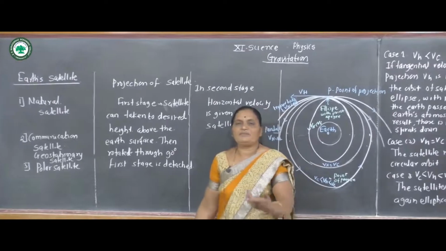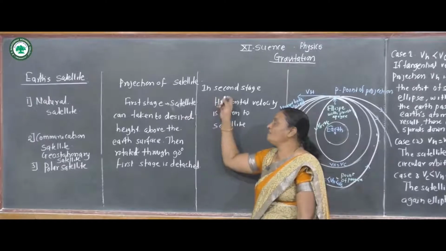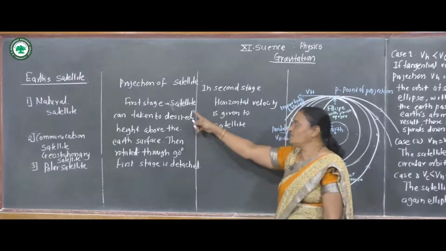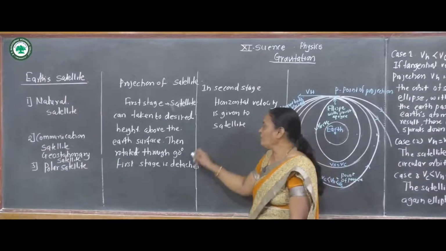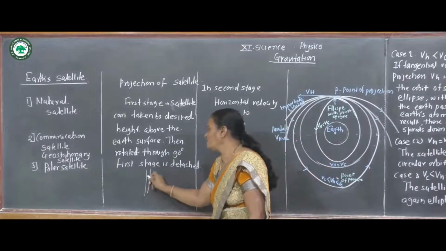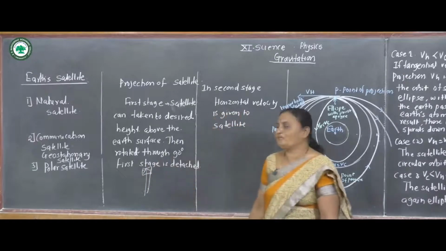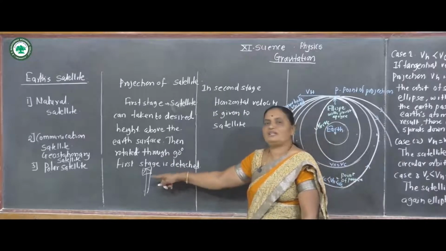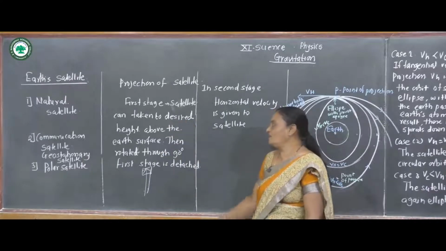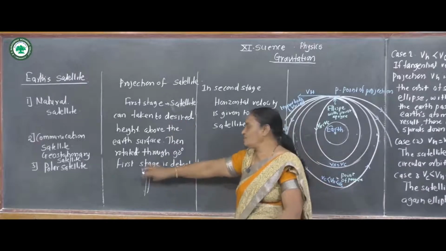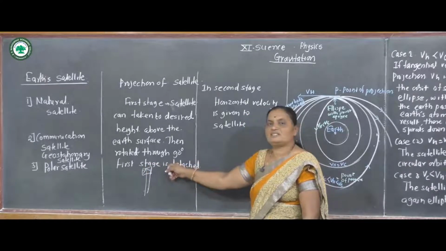Now consider there are two stages, the first stage and the second stage. In the first stage, the satellite is placed on the tip of a rocket. Suppose this is the satellite, this is the rocket, then the satellite is placed on the tip of the rocket. Then the fuel is burned, and the satellite is taken to the desired height above the Earth's surface. Then this satellite is rotated through 90 degrees, and the first stage is detached.